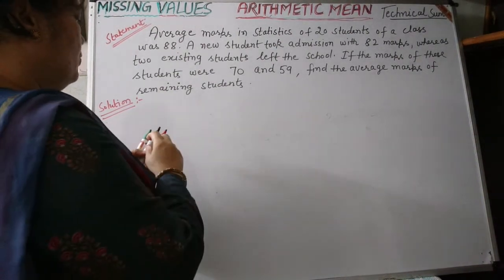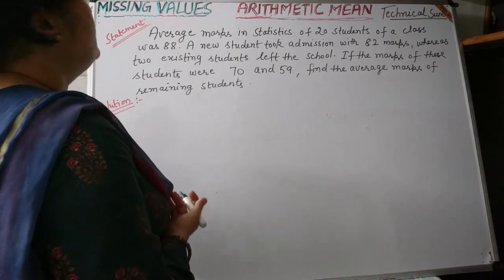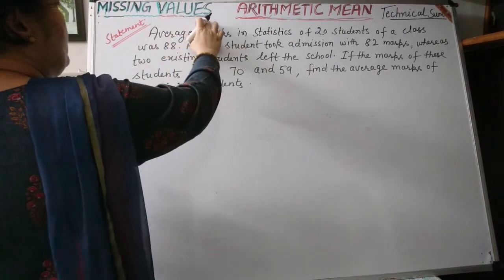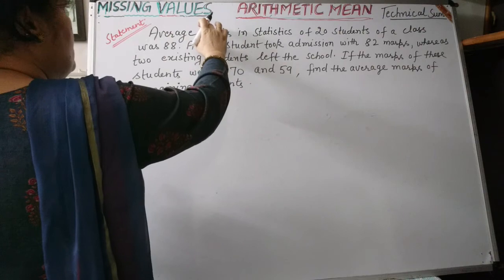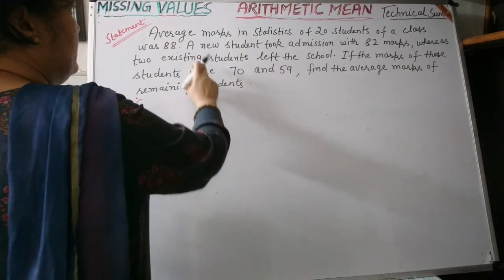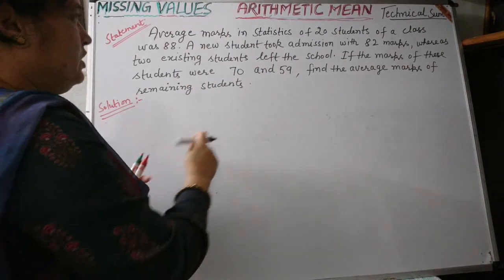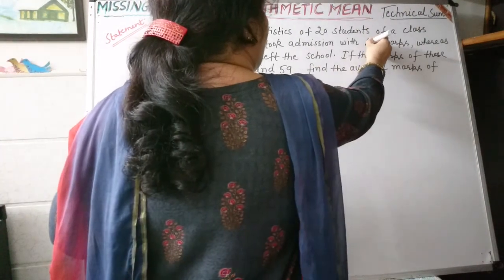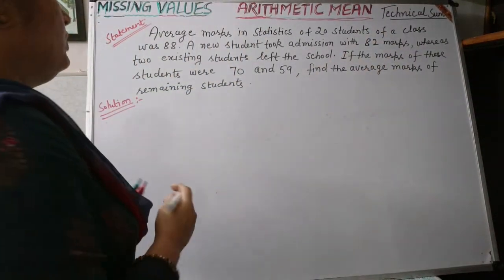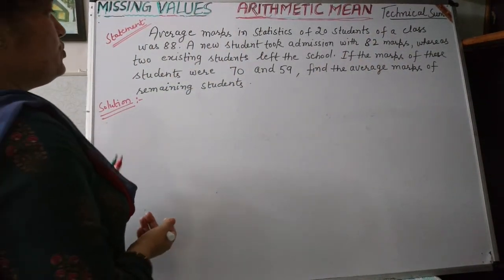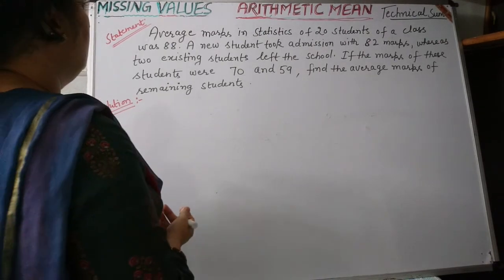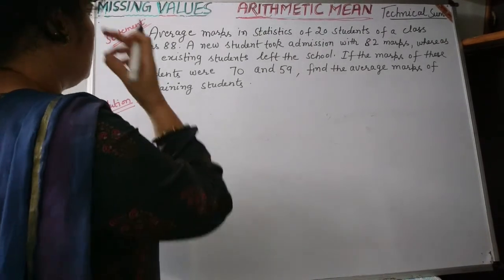Let us do one more technical sum related to the missing values. So first of all, let us read the statement and find out which type of information is given and whatever formula we are supposed to apply in this numerical for the calculations.